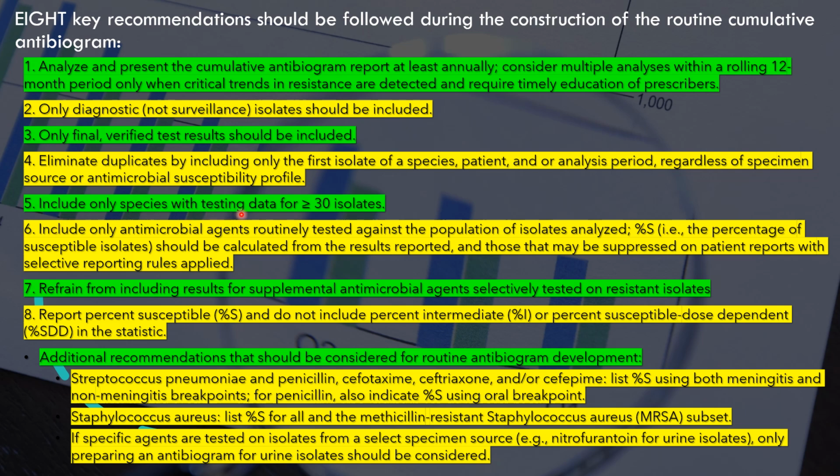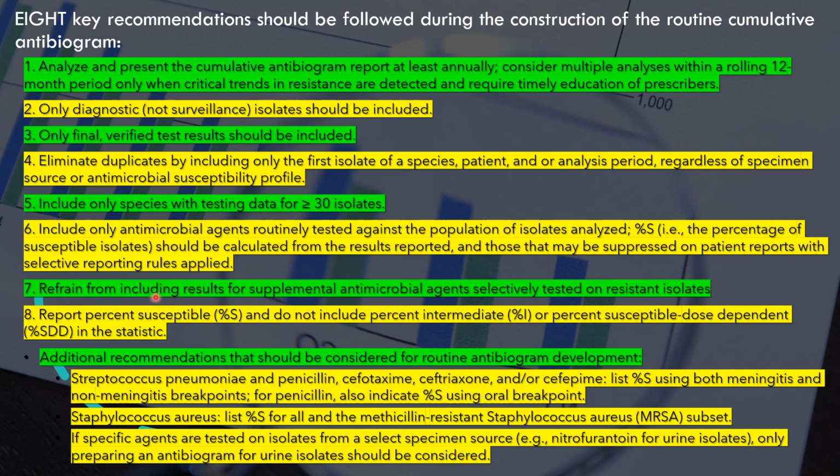We only include the species that are tested, with more than 30 isolates. We also include only antimicrobial agents that are usually used. We never include antimicrobial agents that are rarely used or not used, unless there is a certain condition. It will be in the form of a percentage, calculated from the reported results.